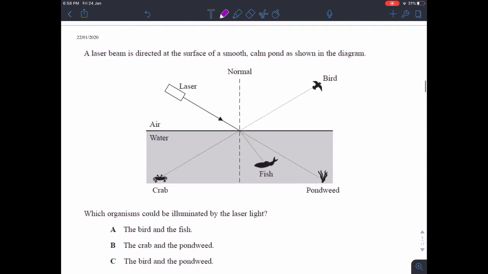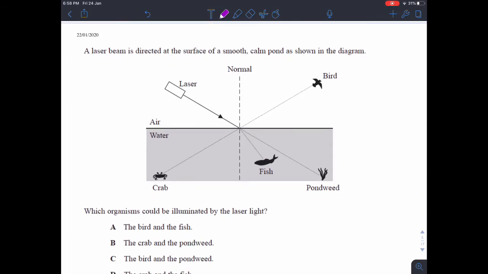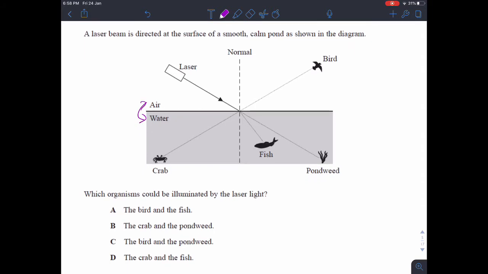So we're on question 11. A laser beam is directed at the surface of a smooth, calm pond. We've got an air-water boundary here. Which organisms could be illuminated by the laser light? Well, there's a difference in density here. And because there's a difference in density, the laser would refract somewhat if it entered the water.